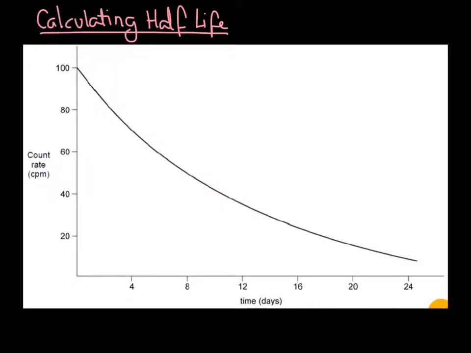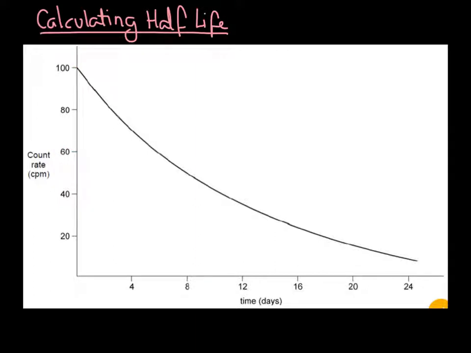So here we have another curve. We've got the count rate here in counts per minute, and we've got here the time in days. Now remember, the half-life is the time it takes for half of the nuclei of the isotope that were initially there to decay, and that's the same whether you start with 100 or whether you start with 60.